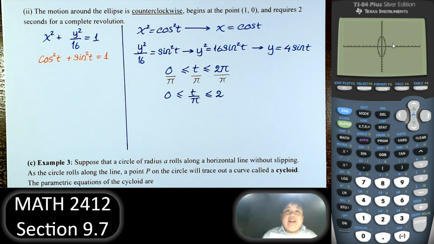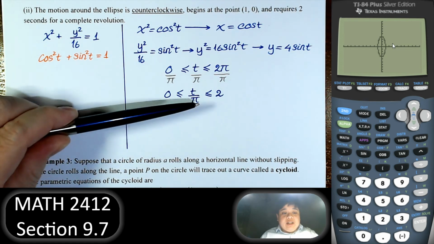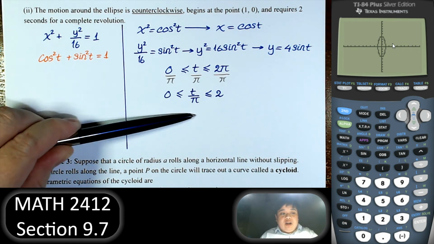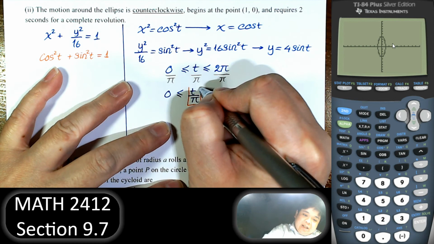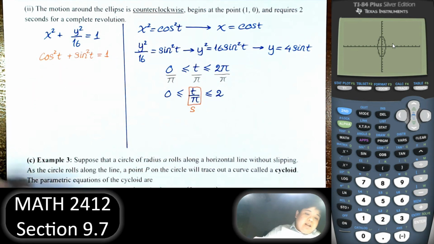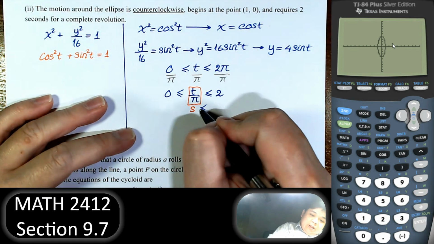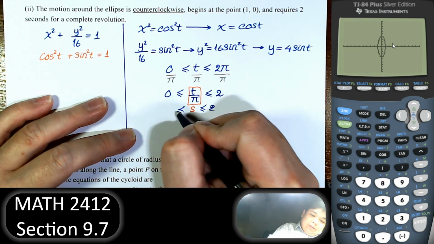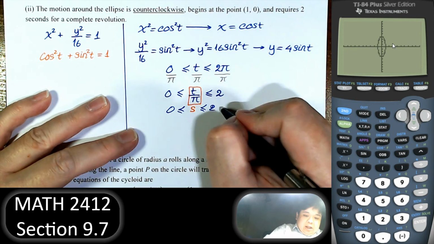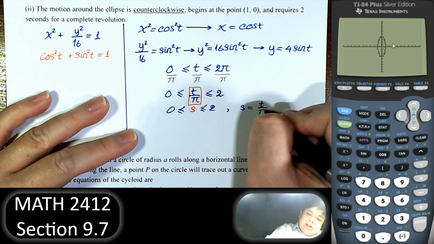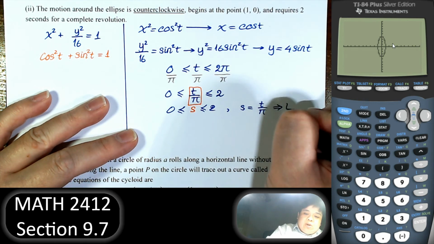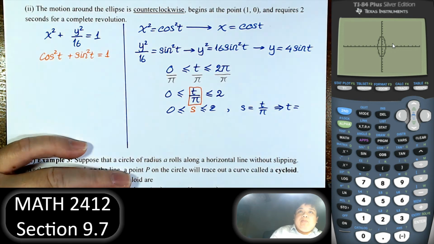0 and 2 seconds. Now, if we do that, this has to be some new variable. So let that be s, for example. If we use s, then s is between 0 and 2. But if s is equal to t over pi, so what is t equal to? Pi s.